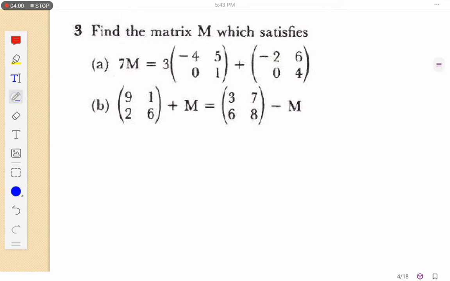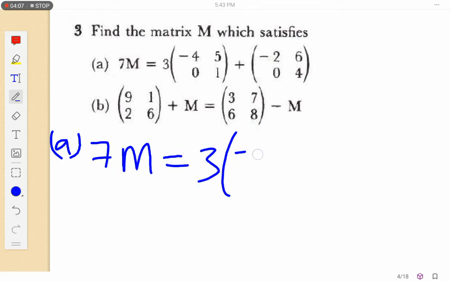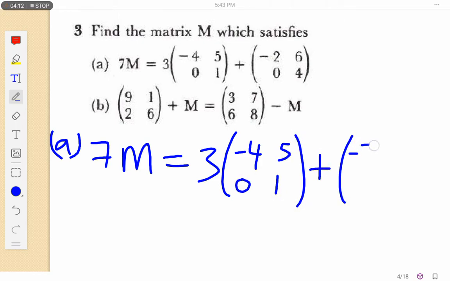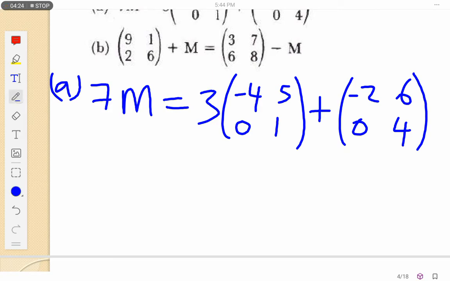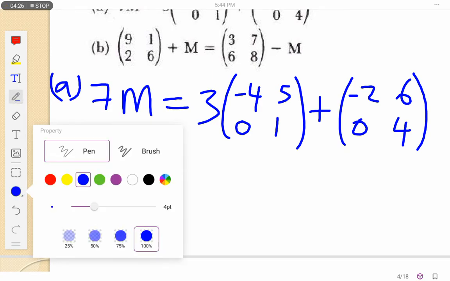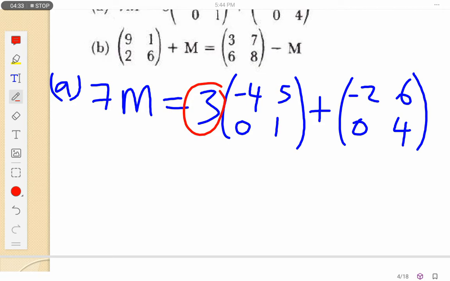Okay, so we are going to solve part A of the question. So we have 7m is equals to 3 minus 4, 0, 5, 1 plus minus 2, 6, 0, 4. Okay, now what we will do for this one, we will simply solve on the right side. Let's solve the right side first. Solving the right side, I will multiply first with the scalar, 3 there.